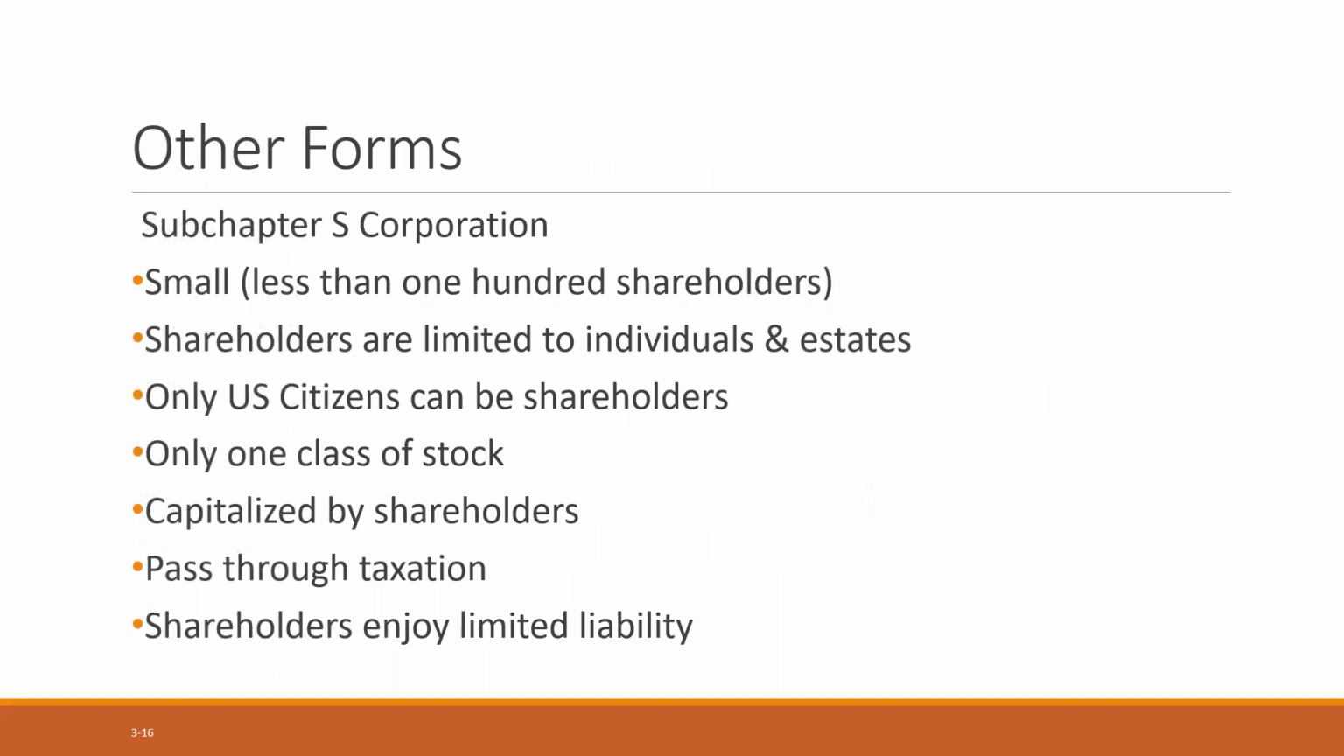There's other forms of business. This one's called, sometimes you hear them as an S corporation or a subchapter S corporation. These are small corporations with less than 100 shareholders. Only US citizens can be shareholders. So if I wanted to make it so non-US citizens could be shareholders in my business, I couldn't do this. I'd have to do a regular corporation. It's called a C corporation.